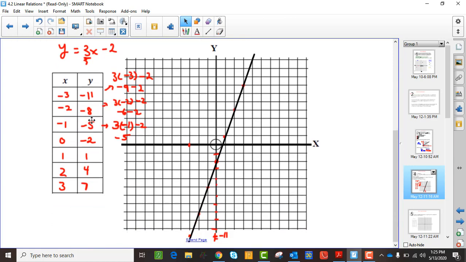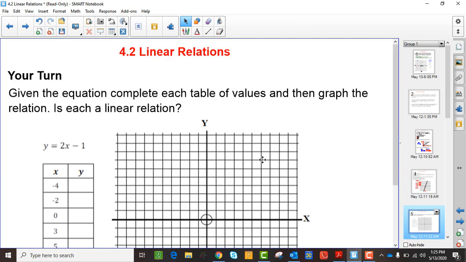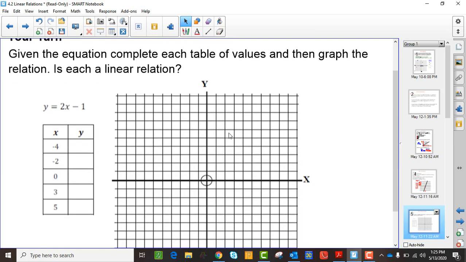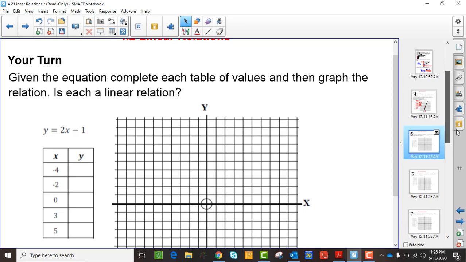And the reason it's linear is A, you can look at the graph and determine that it's linear because you can put a line through all the points. Or you can look at the fact that it's jumping by the same amount. And if your table does that, then it's also linear. Okay. So this question says your turn. So I'm going to let you take your turn, okay, and try that question.